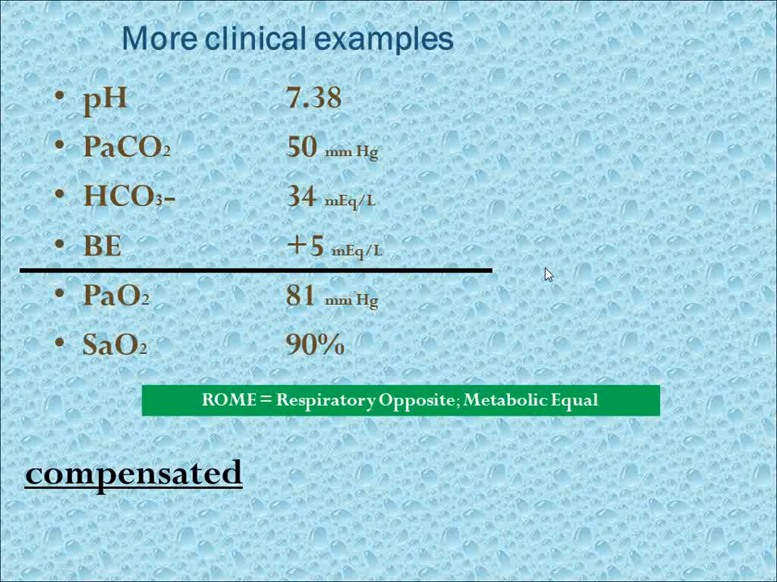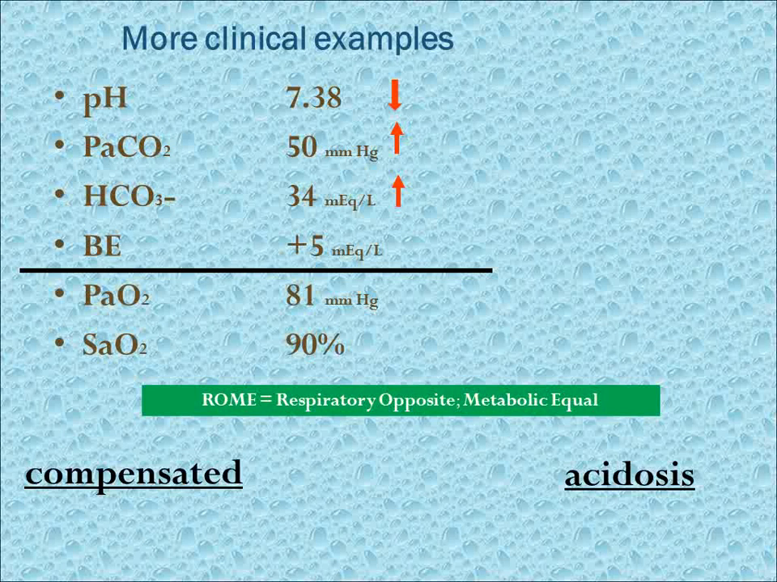We cannot call this a normal ABG, because the pH is normal and the rest are abnormal. So we're going to call this compensated. And because it falls on the left-hand side of the triangle, this is a compensated acidosis. Now, we previously identified that the CO2 is 50, the CO2 is elevated, and then we look at the bicarbonate, and we see that the bicarbonate is elevated.